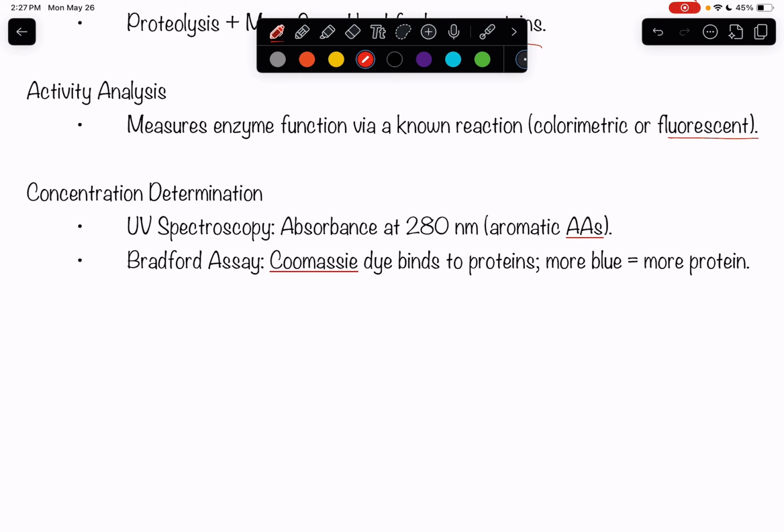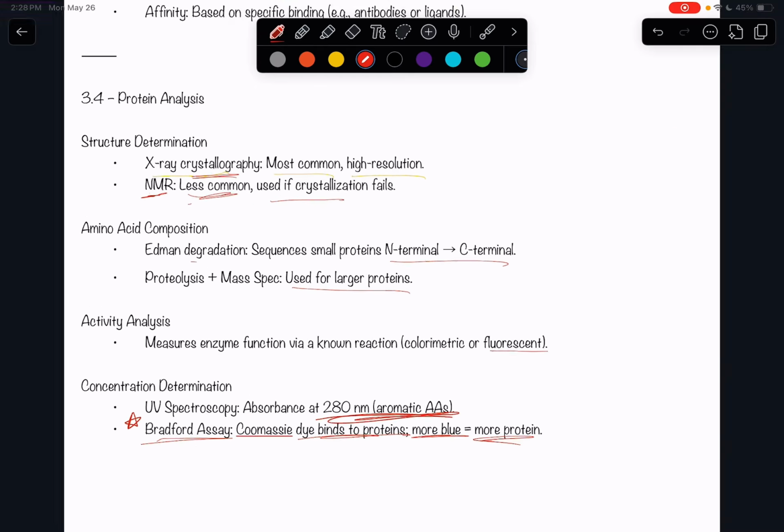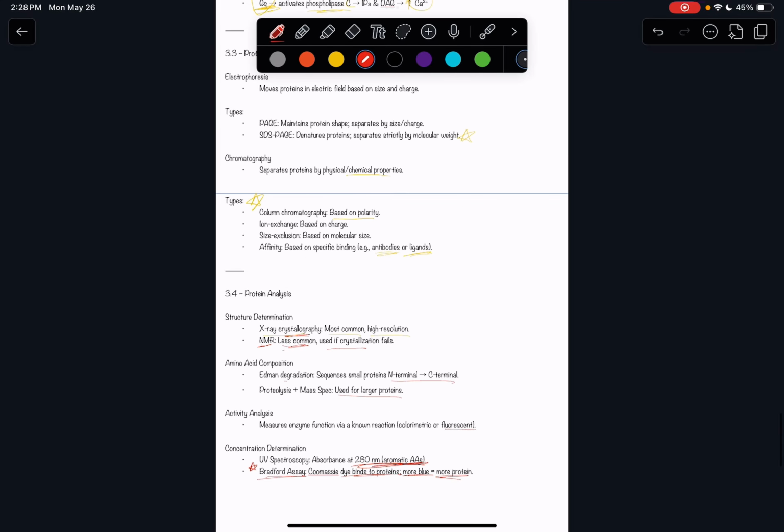Now I feel like these are pretty important. Now I would say they're like medium important, like I've seen them before, but not a lot of it. But you should definitely understand this with the aromatic amino acids. You will get questions with certain absorbances and be asked what amino acid matches this peak. You need to know that aromatic amino acids absorb at 280 nanometers, okay? Definitely know that. And then you should definitely know about the Bradford assay. So dye binds to proteins, more blue, more proteins, okay? Very straight up. And that's it for protein analysis and protein isolation.